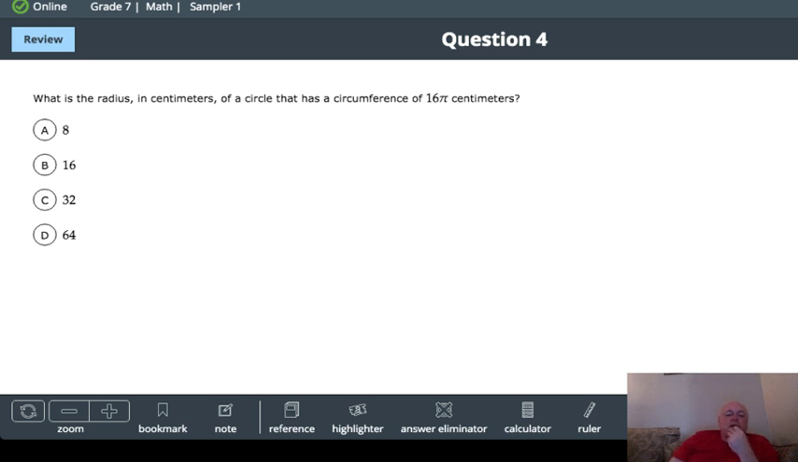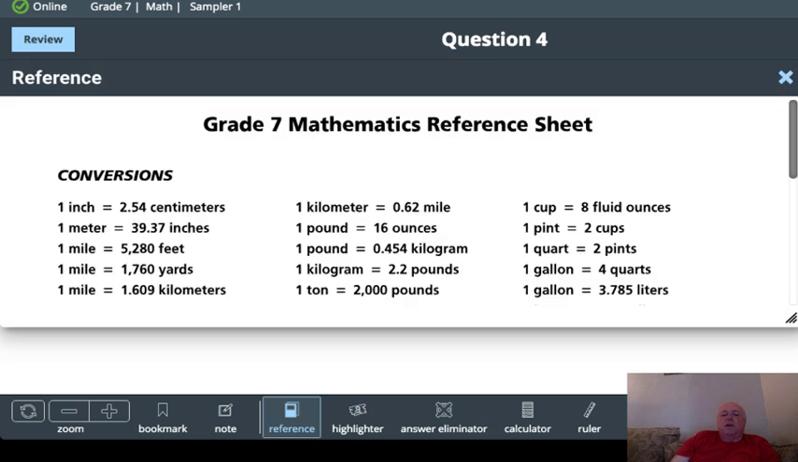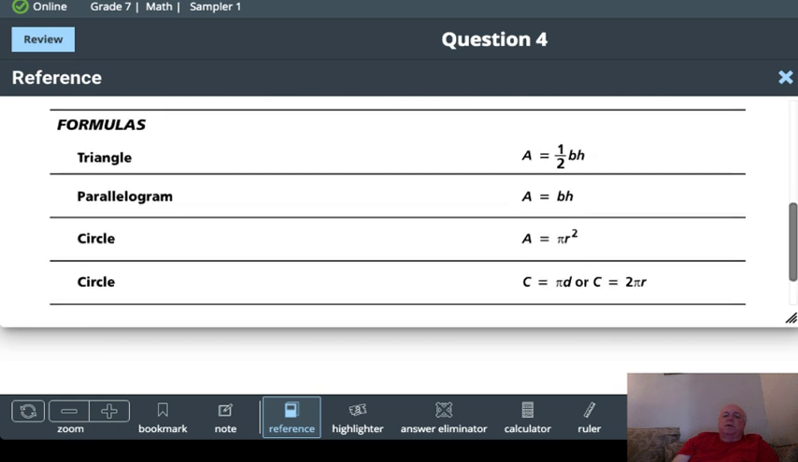Okay, what is the radius in centimeters of a circle that has a circumference of 16 pi centimeters? So we're going to bring up our pencil. By the way, the beginning of a state test has directions, as well as some of these conversion tables.